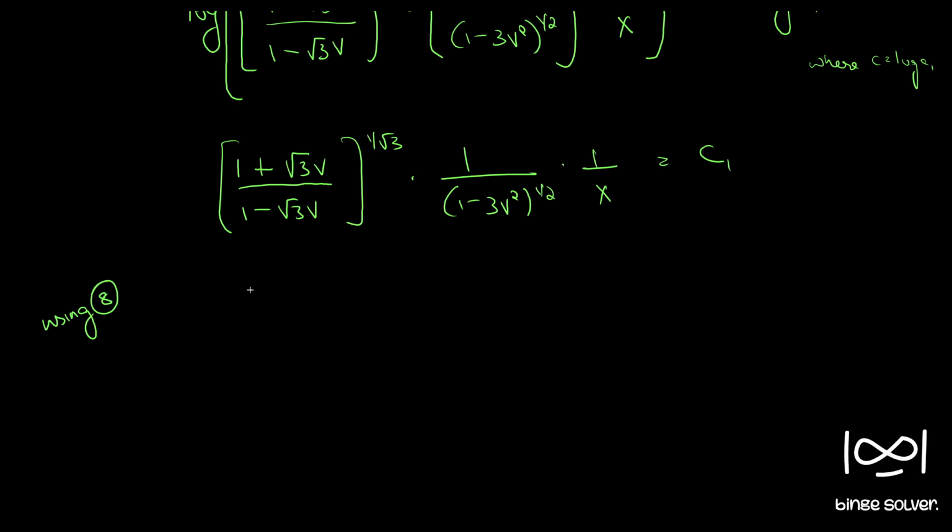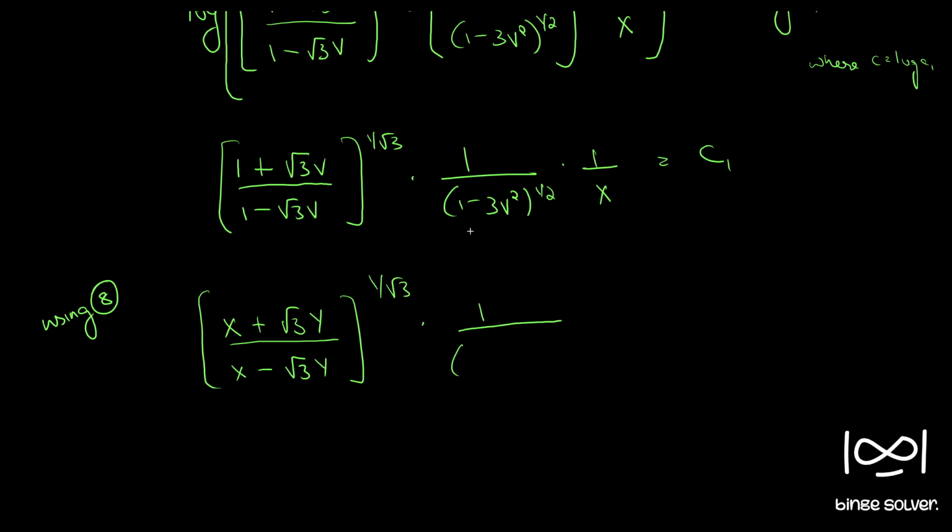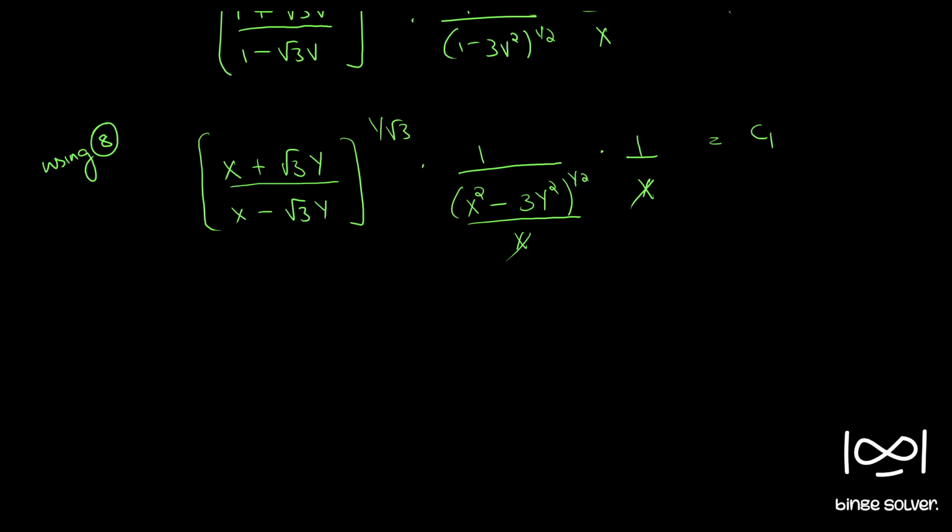Using that we will get (x plus root 3y) by (x minus root 3y) raised to 1 by root 3 into 1 by, so this becomes v square, so y square by x square, so (x square minus 3y square) raised to 1 by 2. Since we have a 1 by 2 here we will get 1 by x into 1 by x is equal to c1. So x cancels. So we will have to simplify this.